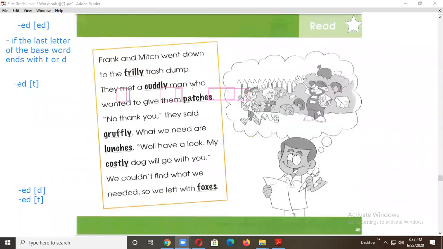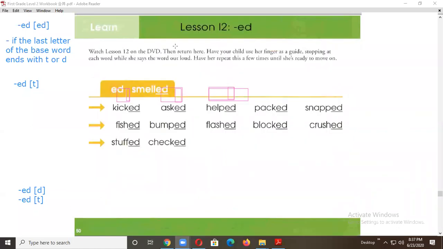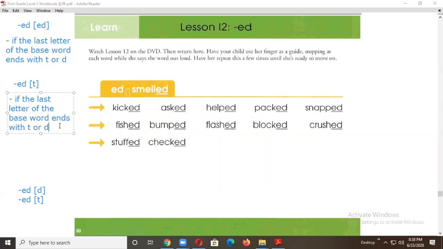It's very easy as well. Just have to take note of some considerations. Let me tell you. So here, you get to have the T sound if the last letter of the base word is either F, H, K, P, S, C, X.